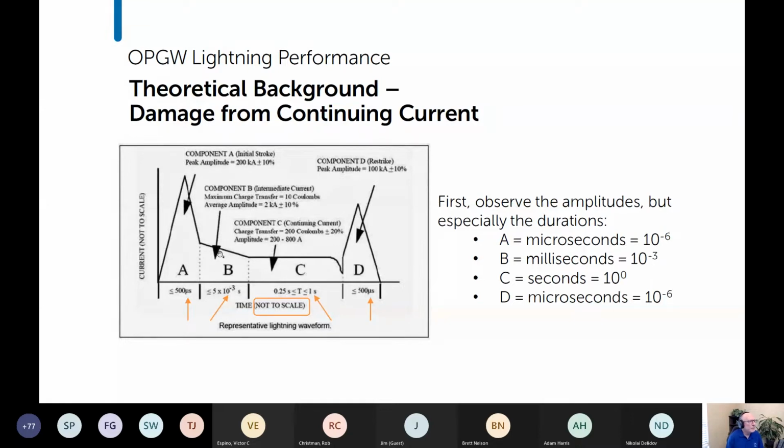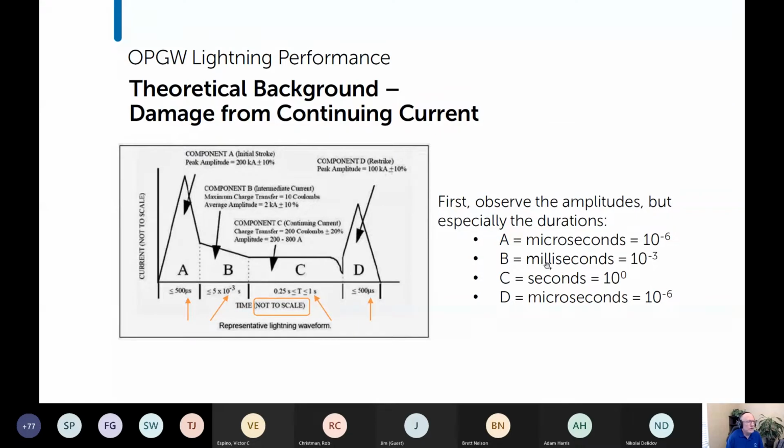So, why are we worried about something that's only a few hundred amps and not the things that are kiloamps? And the reason for that has to do with the durations that you see down here. So that initial stroke is on the order of microseconds, and the intermediate current is on the order of milliseconds.